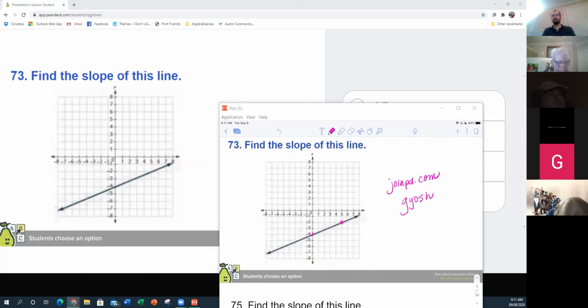So it is 2/5. If you look at this, remember we're counting rise over run. So we would rise 2 and run 5, or we could go down 2 and run to the left 5. So either way would be fine.